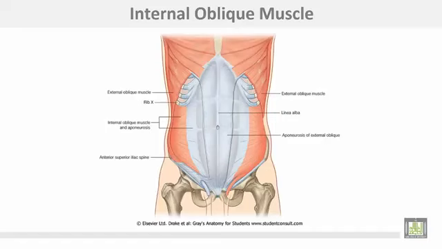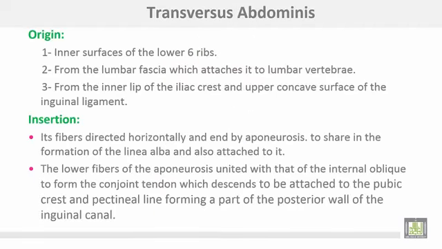This figure shows the internal oblique muscle directed upwards, forwards, and medially, and ending by aponeurosis to decussate with the opposite side, sharing in the formation of the linea alba in the midline.